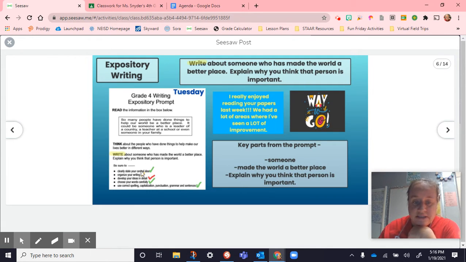So we are clearly stating our central idea. I don't remember reading anybody's paper where I was confused about who your person was or anything like that. Spelling, capitalization, punctuation is looking a lot better. And then choosing our words carefully, all of that is looking really good. So we had some, here we need one more. We had some good confetti throws for that.